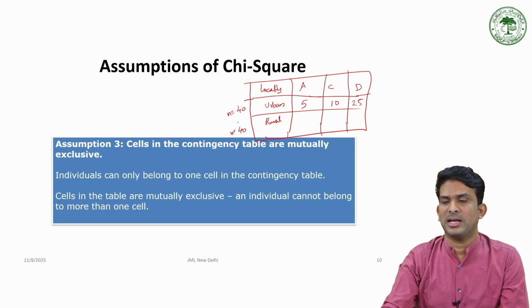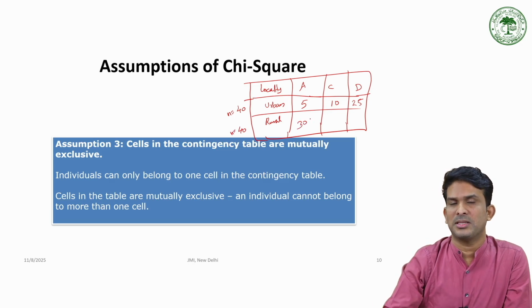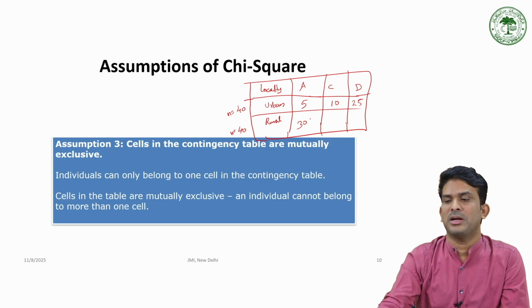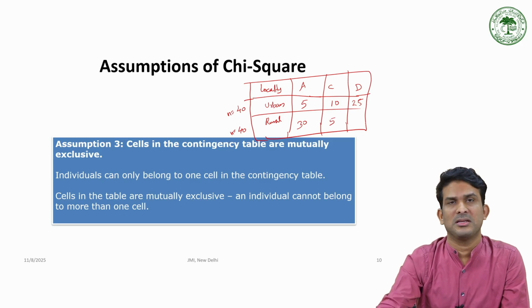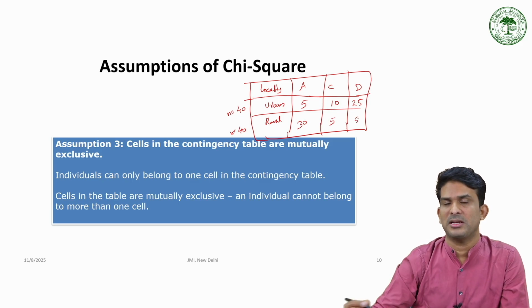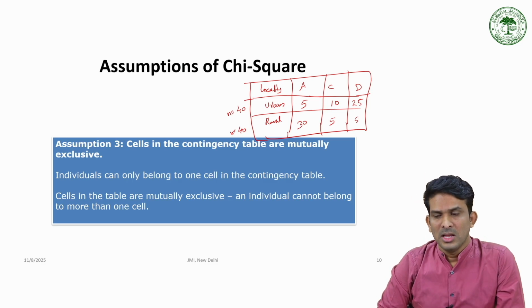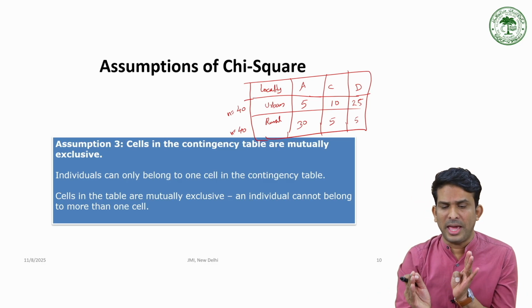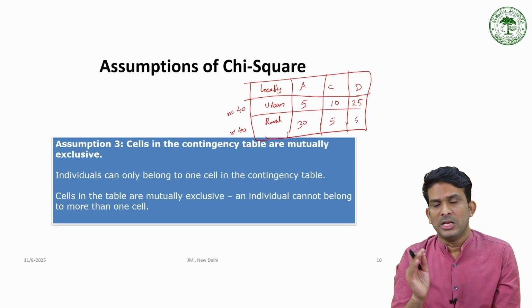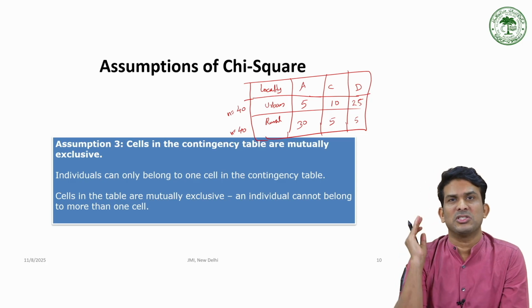In the rural category, 30 people mentioned that yes, it is required. 5 people mentioned that they cannot say. 5 people mentioned that it is not required for development. They disagree. So here, all exclusive means no individual has 2 opinions.